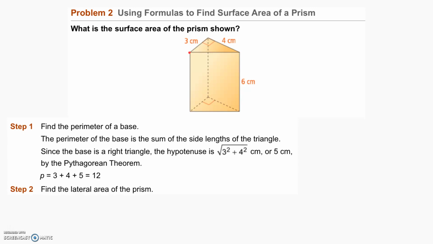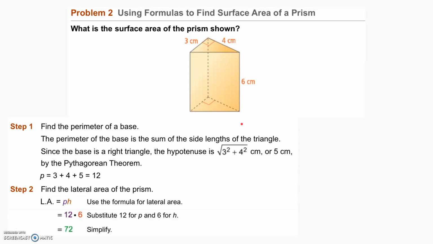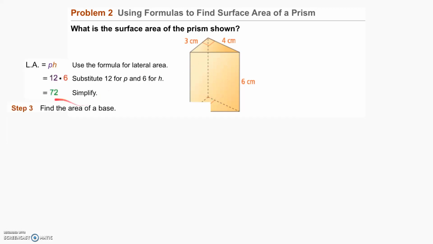Now we got to find the lateral area. Remember, lateral area equals perimeter of the base times the height. So we got this 12 up here. We're going to multiply by the height. That's going to give us 12 times 6 is 72. Okay, so now we've got the lateral area, which is the area of this side over here, and this side in the front. What we've got to do next is find the area of the base.